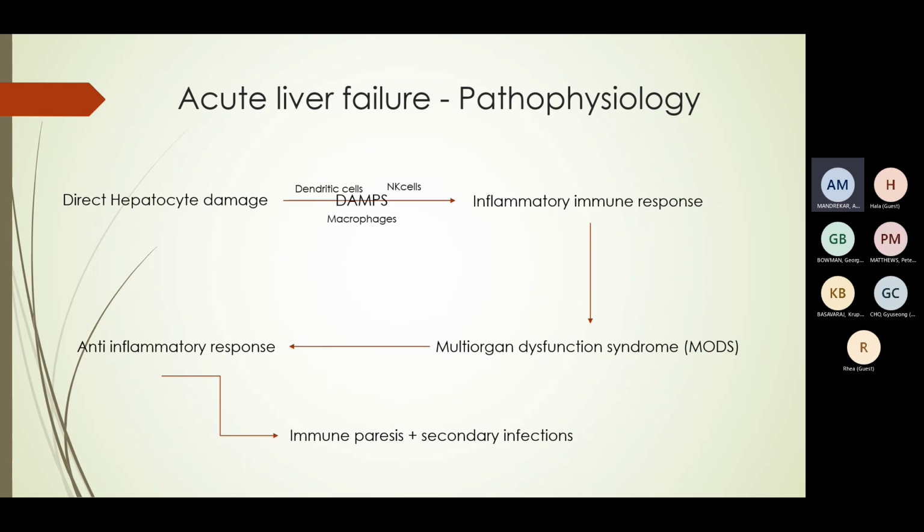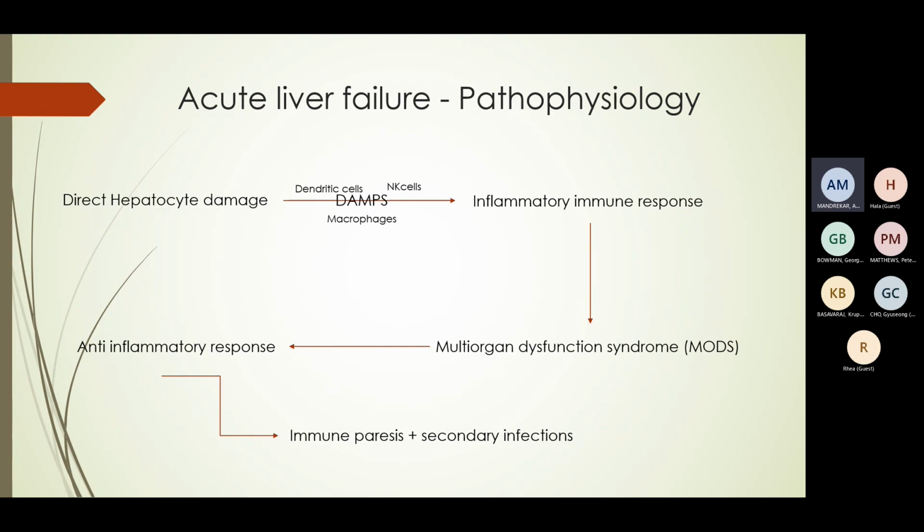So you have some kind of hepatocyte damage, apoptosis. As a result of the lysing of these cells, you have DAMPs which are released, which are detected by immune cells, natural killer cells, macrophages, monocytes, dendritic cells. And these induce a large inflammatory response, a bit like you would have with sepsis. Because you have this dysregulated, large inflammatory immune response, you have multi-organ dysfunction, which is similar to SIRS in sepsis.